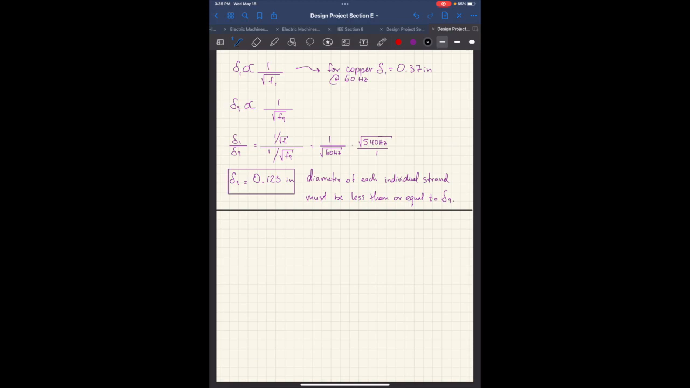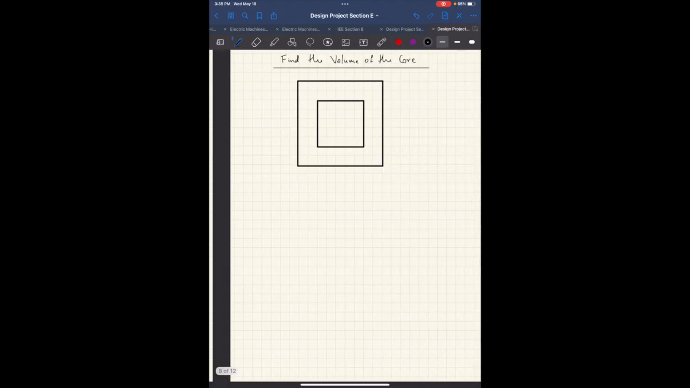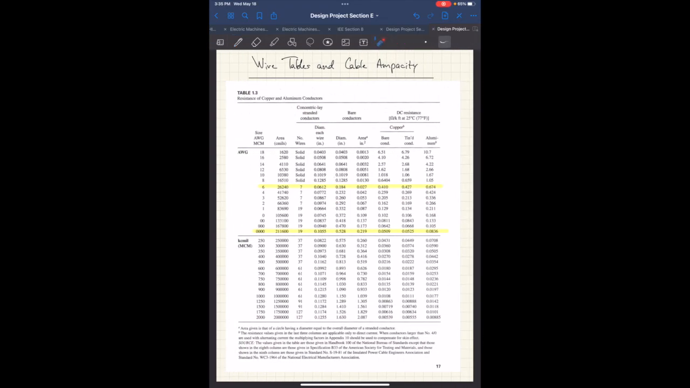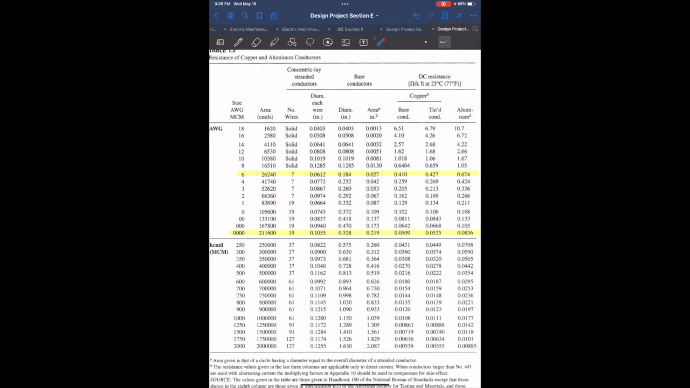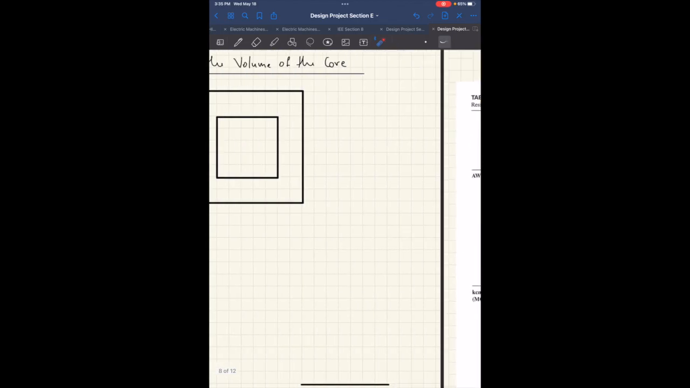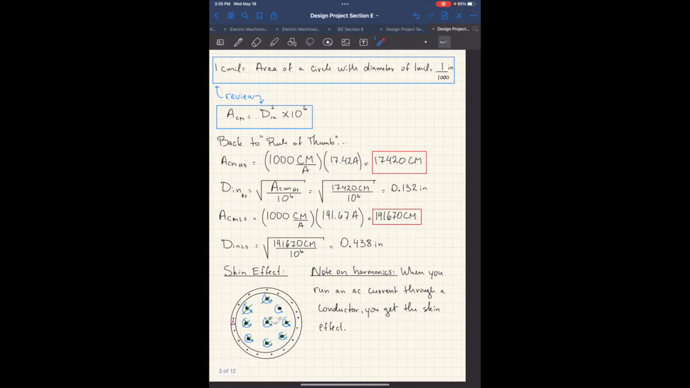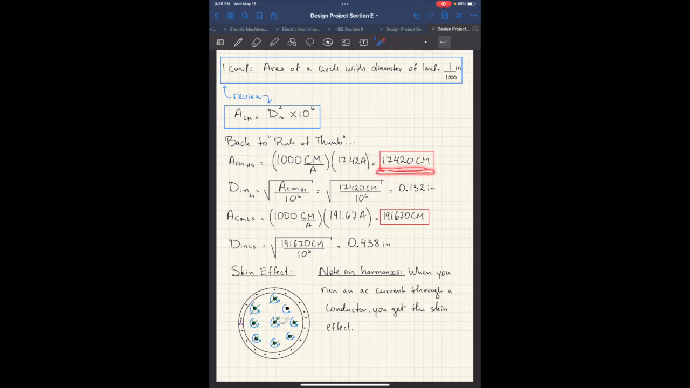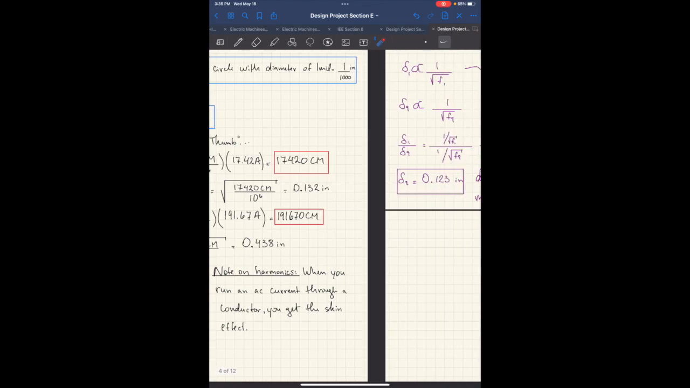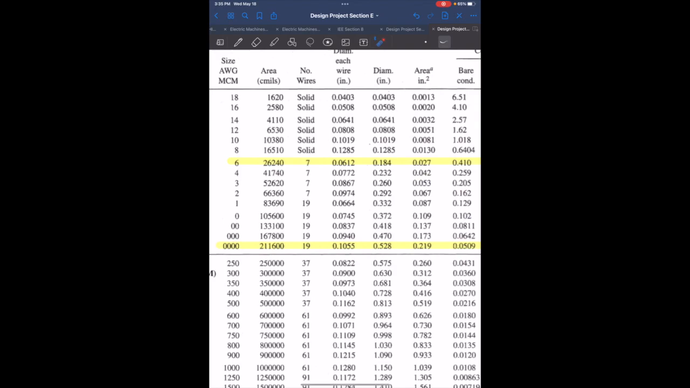Let me just finish this, just one comment here, and then we'll finish. I want to end on a high. Let's end on something good. We're ready now to pick our conductors. I did this ahead of time and highlighted it for you. For the high side conductor, we need 17,420 circular mil. Let's go back here. We have 16,510, but we don't have 17,420, so we just choose the next highest one.